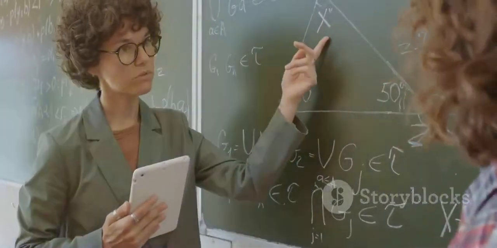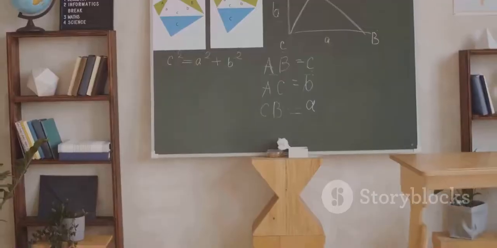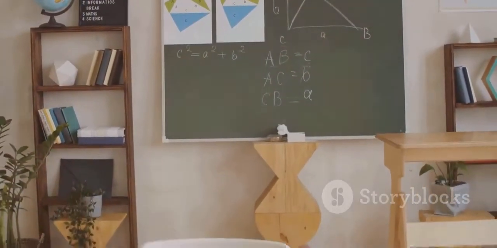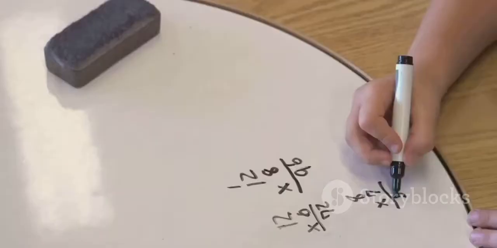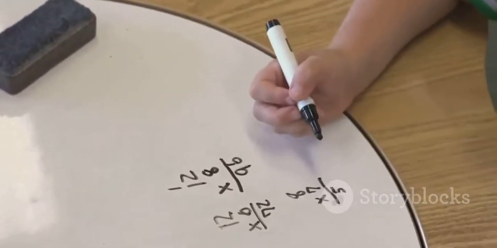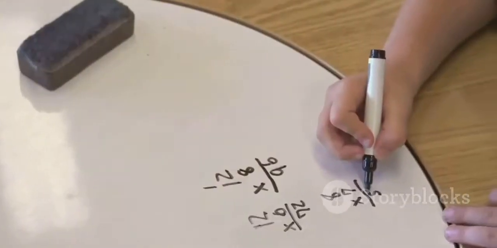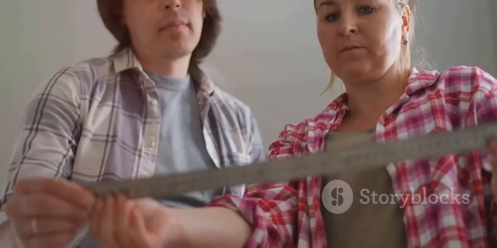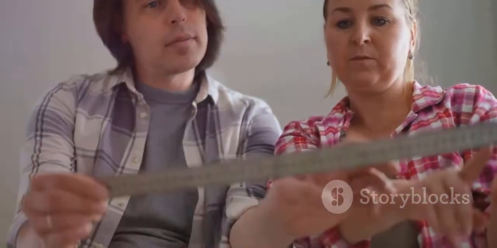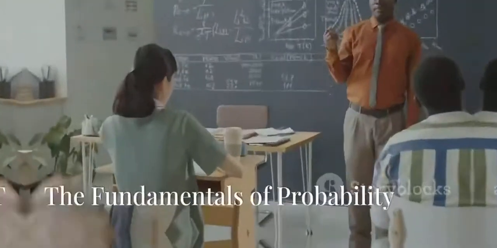Chapter 4. How to calculate area and perimeter. Let's move on to calculating area and perimeter, essential concepts for understanding shapes. Area represents the space within a shape's boundaries. For a rectangle, area equals length times width. Perimeter is the distance around a shape. For a rectangle, perimeter equals 2 times the sum of length and width. Understanding area and perimeter is crucial in real-life scenarios.